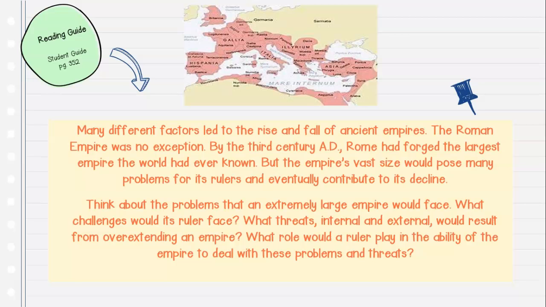Think about the problems that an extremely large empire would face. What challenges would its ruler face? What threats, internal and external, would result from overextending an empire? What role would a ruler play in the ability of the empire to deal with these problems and threats?